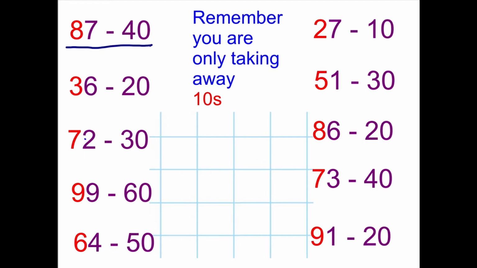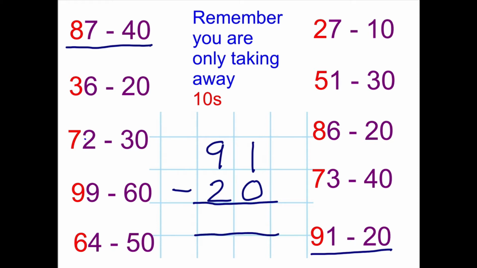Let's have a go at the last one down here, 91 take away 20. So you put the 91 at the top. Then you put 20 underneath. Then you draw the 2 lines. So remember, these are the tens and these are ones. So you've got 1 take away nothing. Remember, you're not taking away any ones, so the 1 is still there.